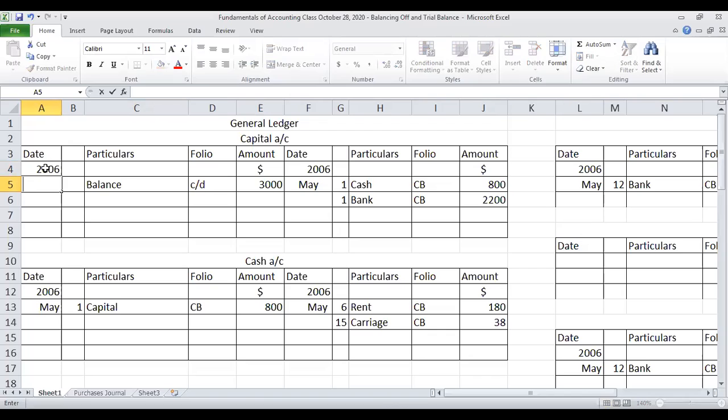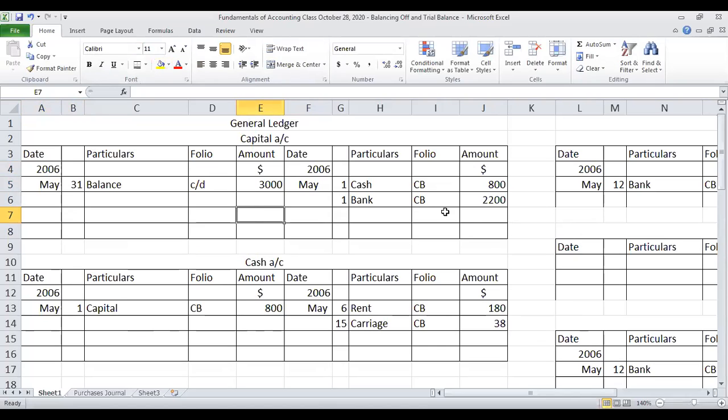Your balance CD goes at the end of each month, so it would be May 31, balance CD 3,000. Then you're going to draw a single and double line. You put in the total. Remember that these are not the balances, these are the totals. The balance is balance CD. The next step is to put in your balance BD to start the new month.